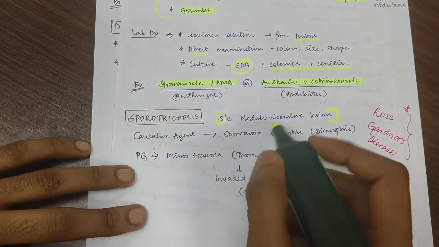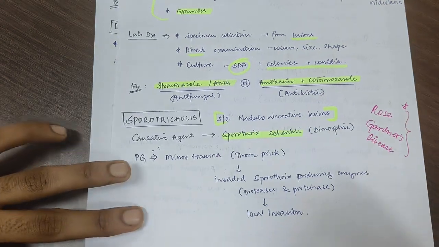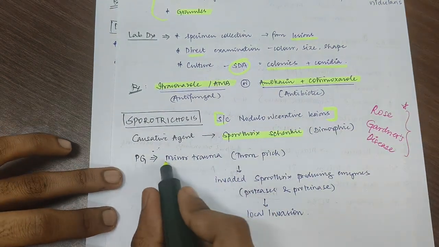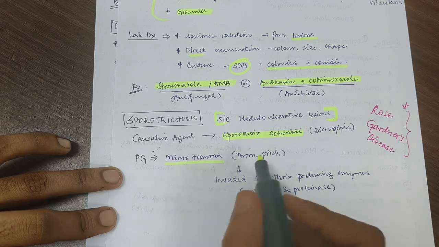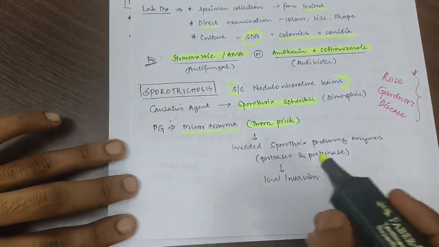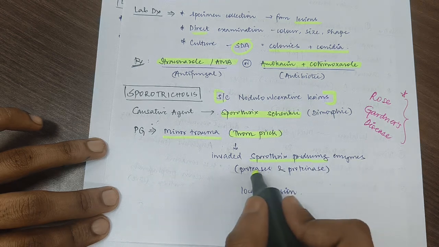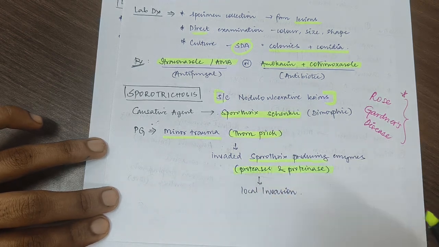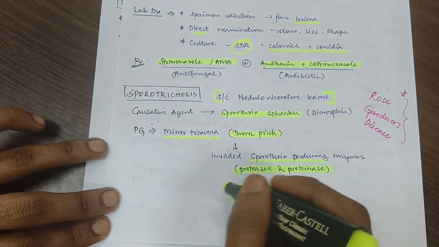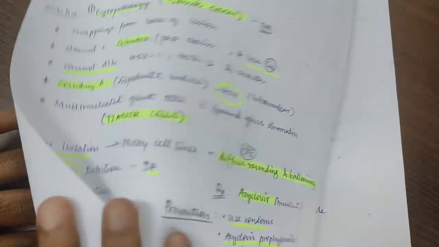So what is the causative agent here? Sporothrix schenckii, which is a type of dimorphic fungi. What is the pathogenesis? First there is a minor trauma, most commonly a thorn prick. After this, Sporothrix schenckii enters inside and produces enzymes such as proteases and proteinases. What do these enzymes do? They help in local invasion.